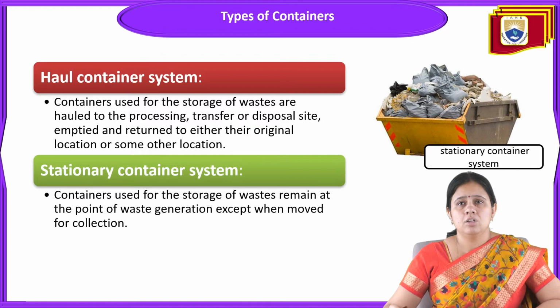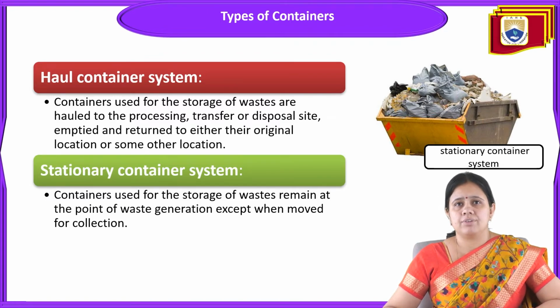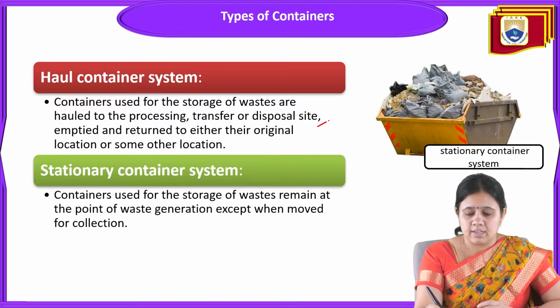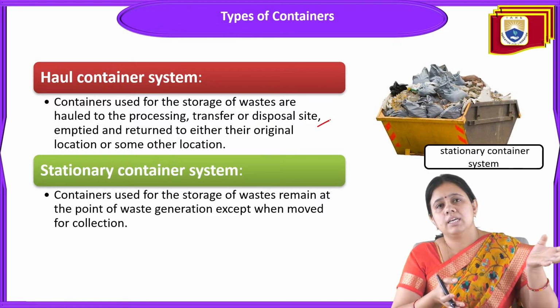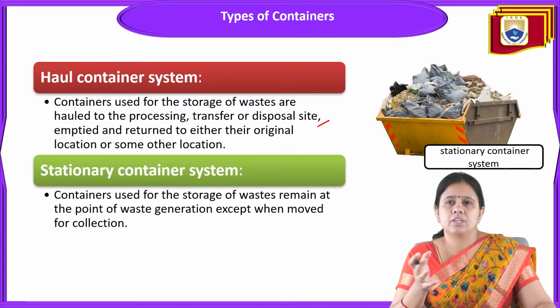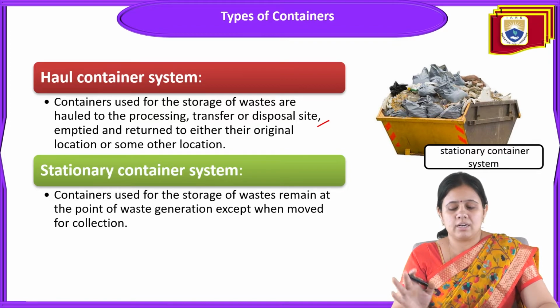In India, two types of containers are used for the collection of waste. The first one is the haul container system, the second is the stationary container system. Haul containers are the containers used for the storage of waste that are hauled to the processing, transfer and disposal site. Means they go to that place, dispose of the waste, are emptied and return to their original location or some other location. That is called the haul container system.